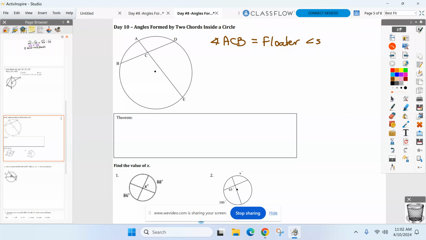Why do I call them floater angles? Because they're not attached to anything. They're just kind of floating inside the circle. Good? Floater angles.